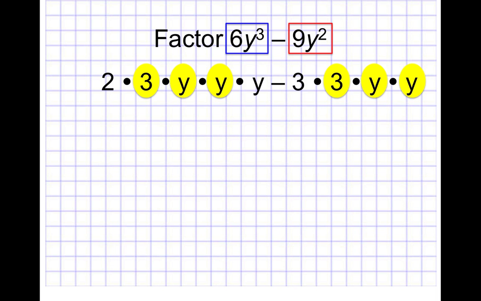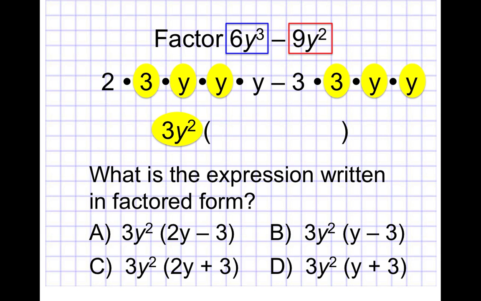So if we're looking to factor 6y to the third minus 9y squared, we can undistribute that greatest common factor. Take a look at what's left over in both of the terms, which is the expression written in factored form. That would be choice A. In our first term, we have a 2y left over, and in our second term, there's a 3 left over.